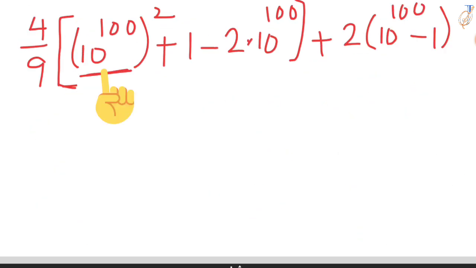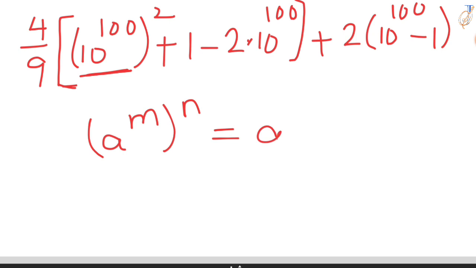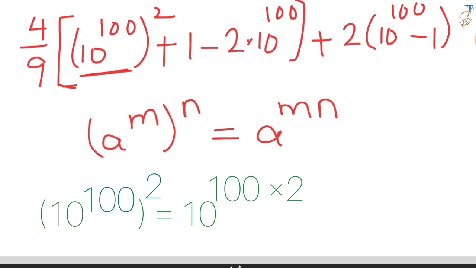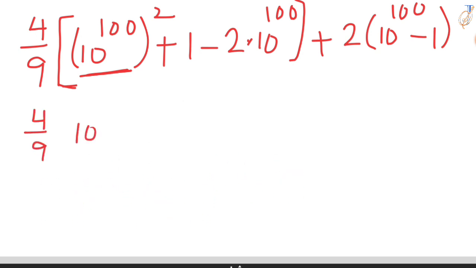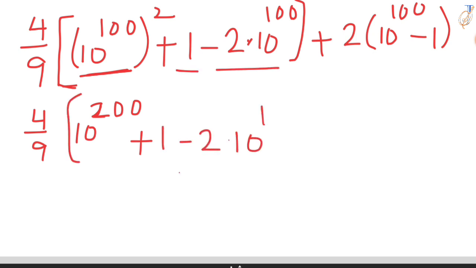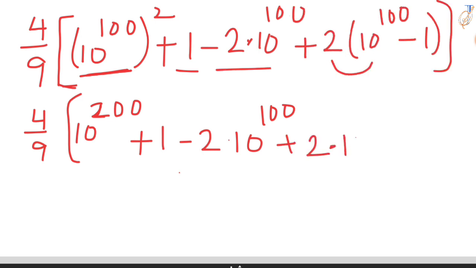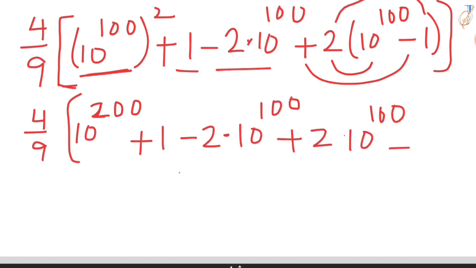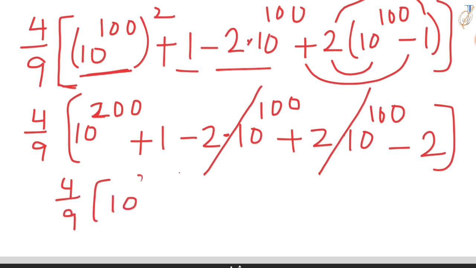Now observe this one. 10 power 100 whole square is in the form of a power m whole power n. So we can write it as a power m n. So then it becomes 10 power 100 times 2. So that is 10 power 200. 4 by 9 times 10 power 200 plus 1 minus 2 times 10 power 100 plus 2 times 10 power 100. So plus times minus is minus. 2 times 1 is 2. Plus 2 times 10 power 100. Here minus 2 times 10 power 100 gets cancelled. Then you will get 4 by 9 times 10 power 200 plus 1 minus 2 is minus 1.